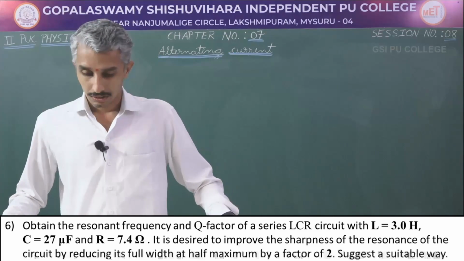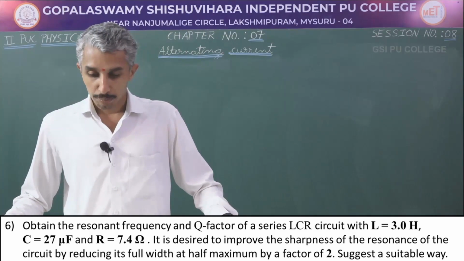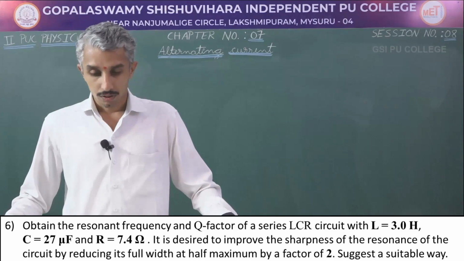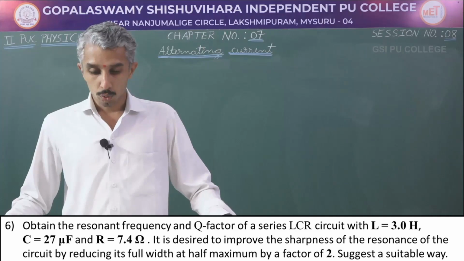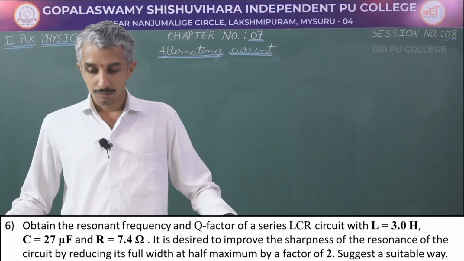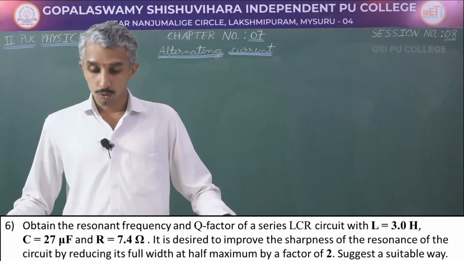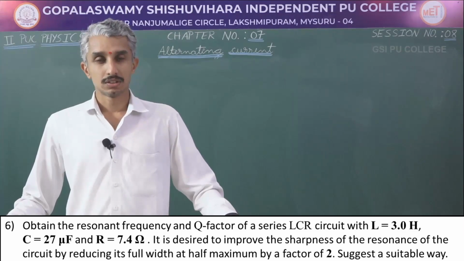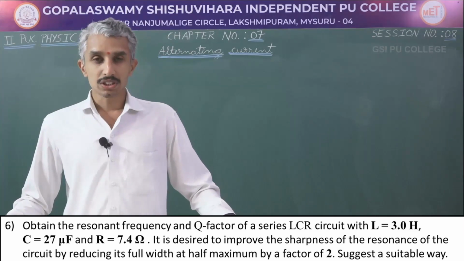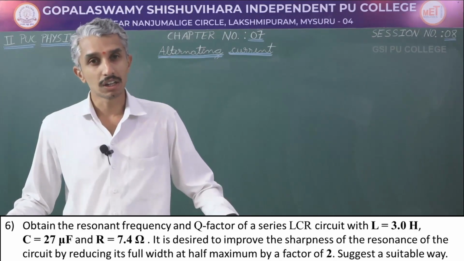Why? Because the second part of the question tells it is desired to improve the sharpness of the resonance of the circuit by reducing its full width at half maximum by a factor of 2. So you need to understand this. Full width at half maximum, that means bandwidth. So they are asking us to increase the resonance by reducing the bandwidth to half the initial value.